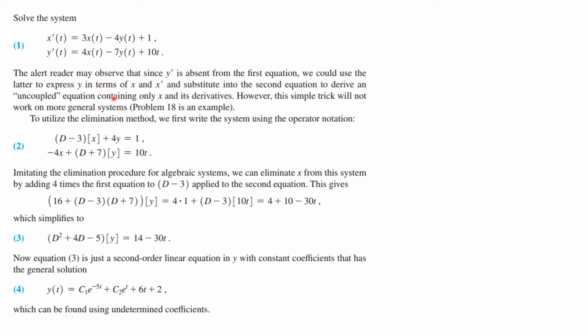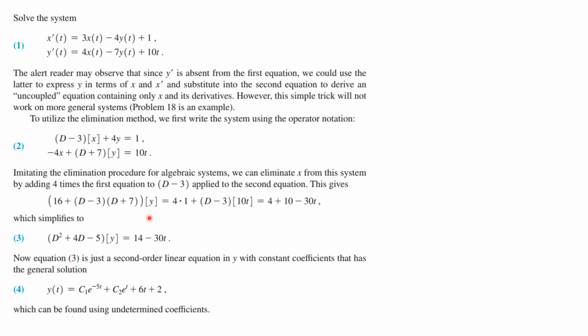So we reorganize this, getting things in the form of an operator of x and an operator of y, operator of x, operator of y, underneath one another, and this is the right-hand side. So what we're going to do then is we can eliminate the x from this, and we would do that by adding 4 times the first equation to D minus 3 applied to the second. And you see this will be 4D minus 3, and that'll be minus 4D minus 3.